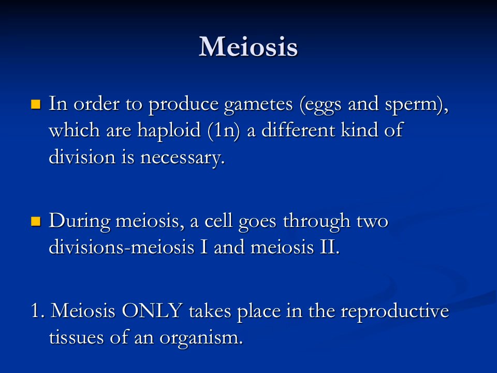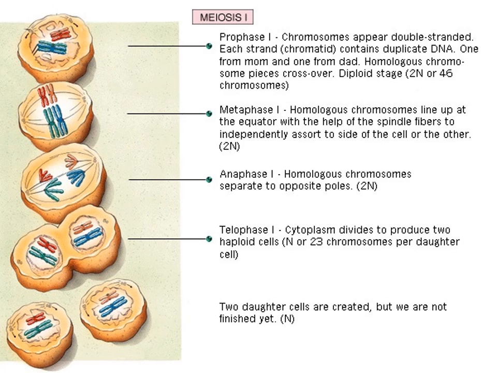So in order to produce gametes, eggs and sperm, which are haploid, a different kind of division is necessary, and that is meiosis. During meiosis, a cell goes through two divisions. It goes through Meiosis I and Meiosis II. Remember, meiosis only takes place in the reproductive tissues of an organism.